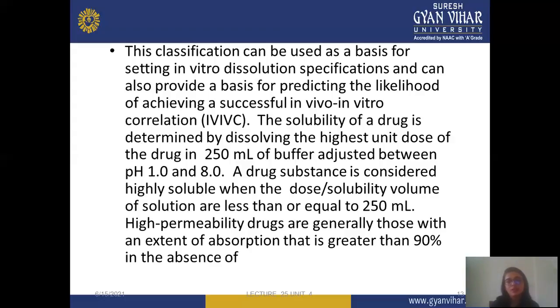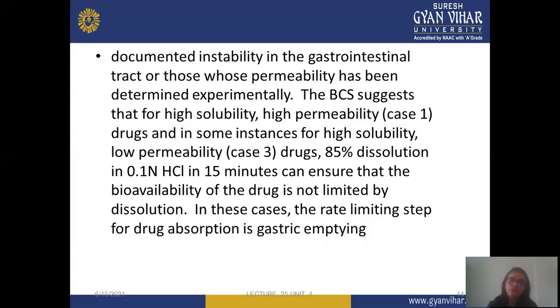High permeability of a drug is generally those with extent of absorption greater than 90% of the administered dose, or maybe showing good bioavailability. Suppose your drug shows 90% effect or 90% absorption, then you can say that your drug is good. Documented instability in the GI tract, along with permeability, has been determined experimentally, and BCS suggests high solubility and high permeability in class 1 drugs, and high solubility and low permeability in class 3 drugs.